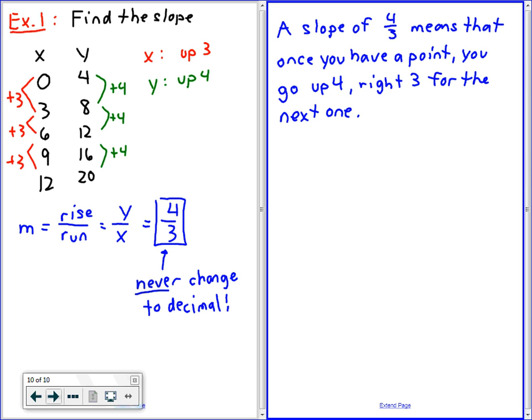It means once you have a point, your next point is going to be up 4, right 3. You can have a negative slope, you know, you can have all that stuff. You used positive slope so far.